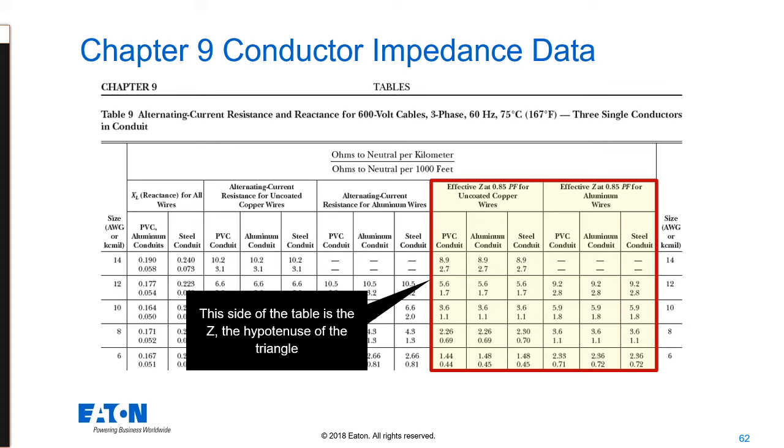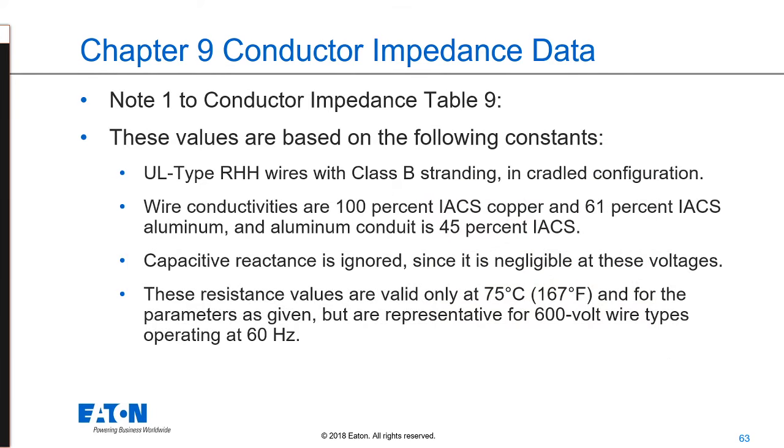If you look and say, well, why would we have effective Z and where would we use it? Then we go to the notes. And it tells you that these values are based on the following constants: that there are HH wires, Class B stranded, conductivities are 100%, capacitive reactance is ignored, and the resistance values are valid only at 75 degrees C for 60 hertz. Now, granted, if you change any of these parameters, the impedance is probably not going to change all that much, but it could.